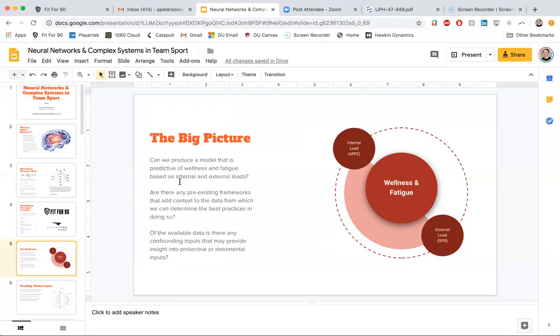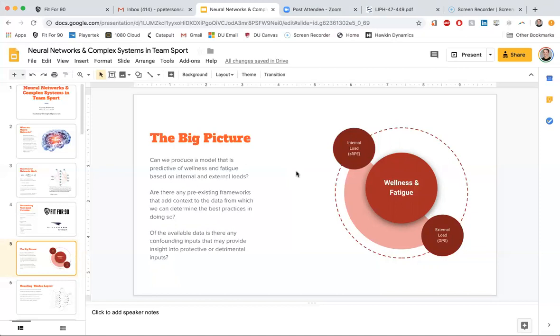So what we need to look at here is how can we produce a model that might be predictive of this wellness and fatigue based on the demands of practice and the game through internal and external loads. Are there any pre-existing frameworks that add context to that data? You know, like I said, your fitness-fatigue or your acute:chronic ratios that might actually give you some inkling of how to determine best practices in doing so. Of the available data, are there any confounding inputs that may provide insight into protective or detrimental inputs? So again, it's all about assigning the weights.